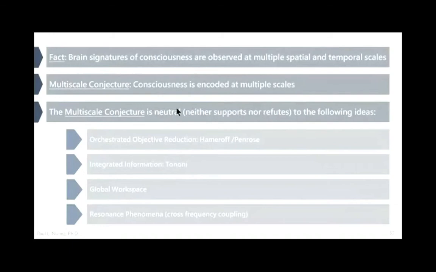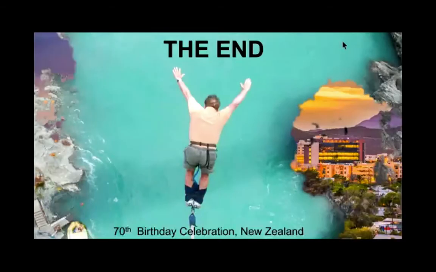So I end here, again promoting the multiscale conjecture. Consciousness is encoded at multiple scales, as claimed here. I just mentioned that the multiscale conjecture is neutral. It neither supports nor refutes the following ideas: orchestrated objective reduction, Hameroff-Penrose; integrated information, Tononi; global workspace theory; resonance phenomena, which includes cross-frequency coupling that I've already mentioned, and so forth. So the multiscale conjecture neither supports nor refutes all these different ideas. I'm going to end there, and thank you very much.